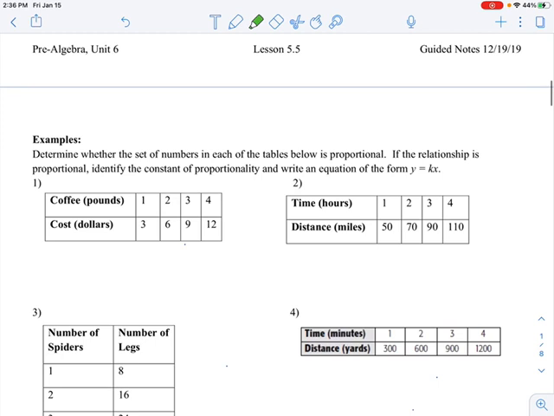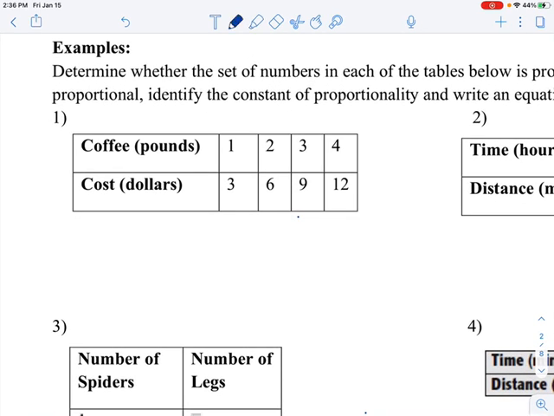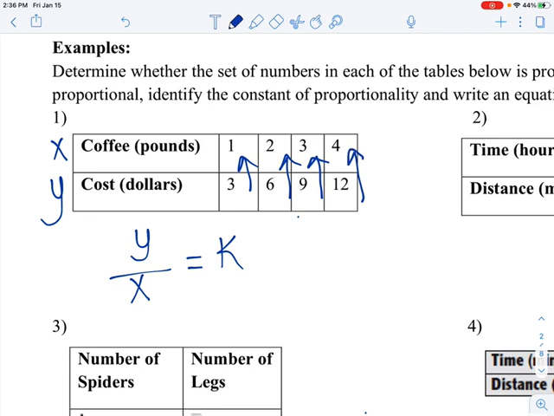All right, so let's look at some examples here. We have coffee and the cost per pound. Coffee is your x, cost is your y. So you're going to do y divided by x, and that will give you your unit rate or constant of proportionality if it's proportional. So 3 divided by 1, 6 divided by 2, 9 divided by 3, 12 divided by 4 is all 3. So your constant of proportionality is 3, and you can write that as y equals 3x.